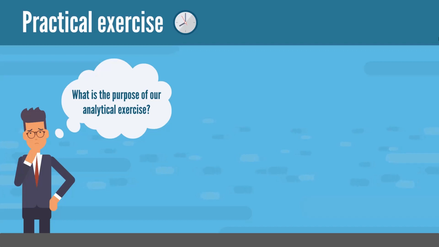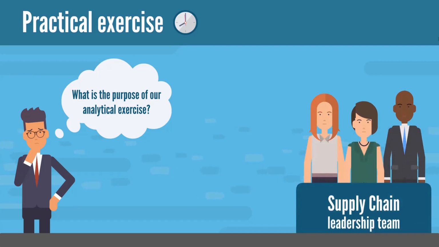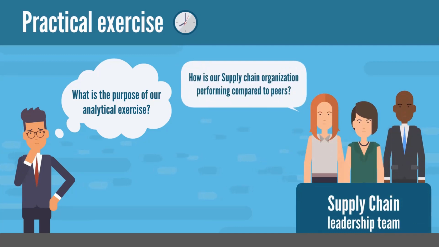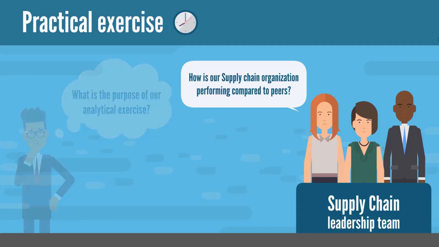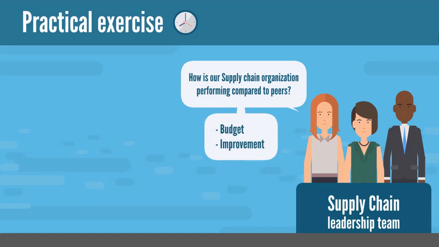We'll assume that the question for this exercise is raised by the supply chain leadership team and is the following: How is our supply chain organization performing compared to peers? In this situation, the leadership team of a company called 123 is interested in the performance of their supply chain department. They want to understand how the company is doing with respect to budget, but are also interested in uncovering some improvement opportunities through a peer analysis.